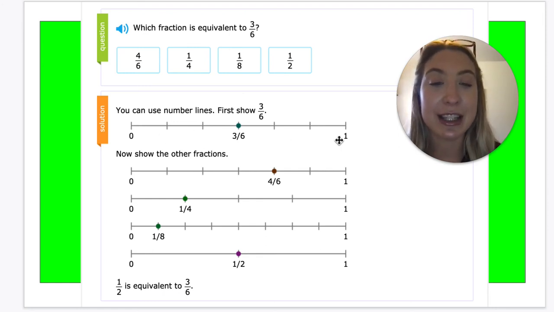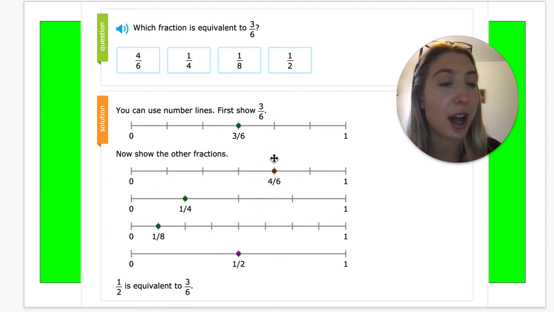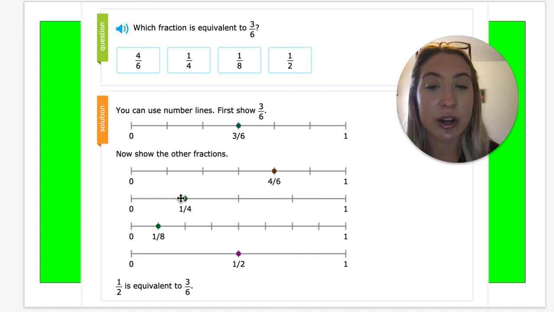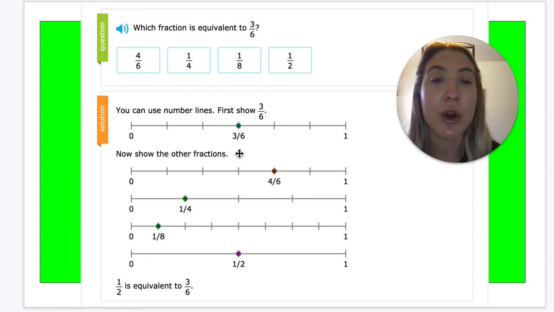So I divided this line into 6 equal parts, and at the third part, I notice it's right in the middle. So this is divided into 6 equal parts, and the fourth one, see, it's a little bigger, so not equal. This one is divided into 4 equal parts, and the first right here, smaller, doesn't line up. Remember, our equivalent fraction should line up right here. 1/8 doesn't line up, but 1/2 does line up. So 3/6 and 1/2 are equivalent fractions.